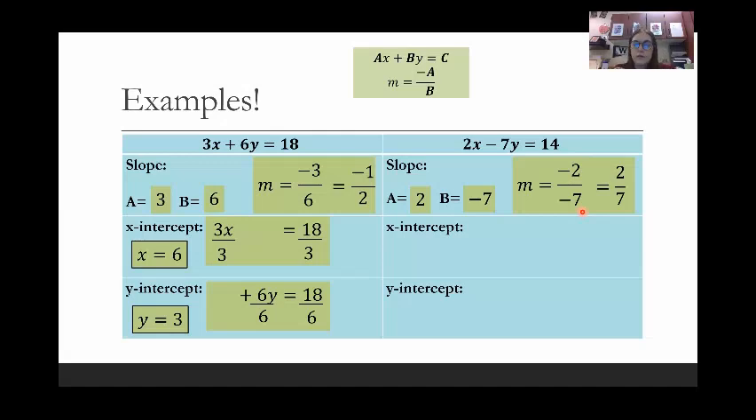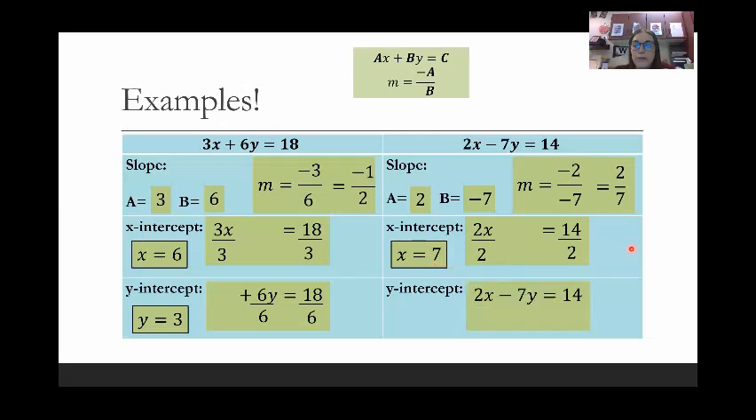For our x-intercept, we're going to do exactly what we did in the last one. I'm going to rewrite the equation, and to find my x, I have to cover up my y. So I just have 2x equals 14. Now I'm going to divide both sides by 2 to get x by itself. Well, 14 divided by 2 gets us 7.